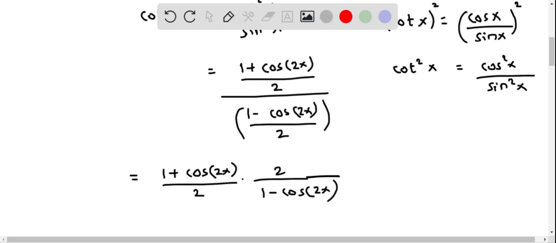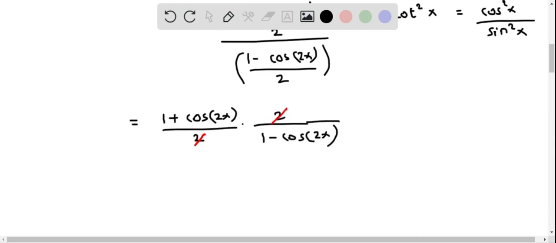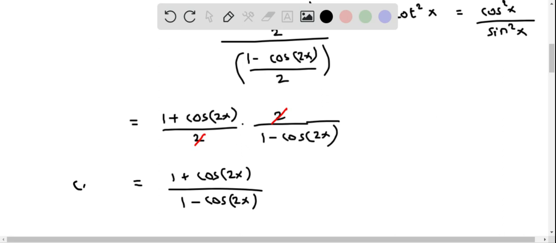And so we can cancel this 2 and this 2, and this simplifies to (1 plus cosine 2x) divided by (1 minus cosine 2x). So this is the expression for cotangent squared x.